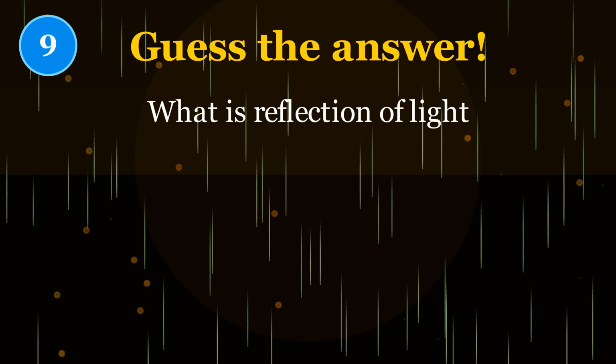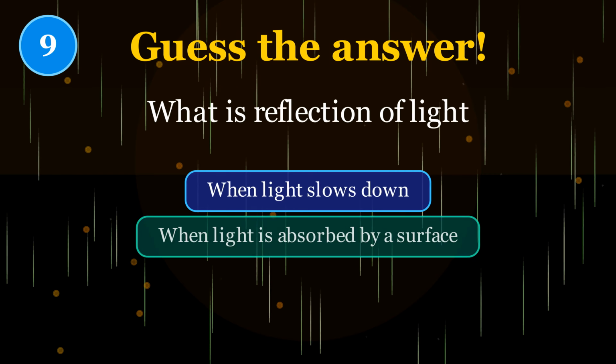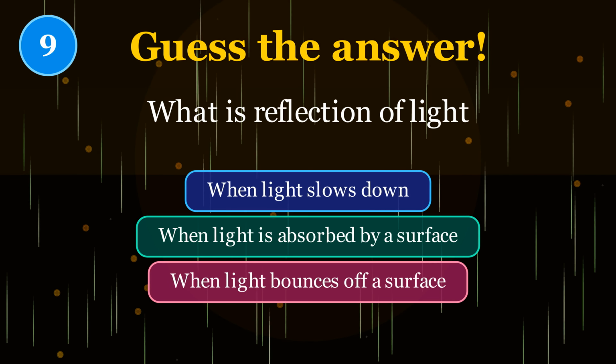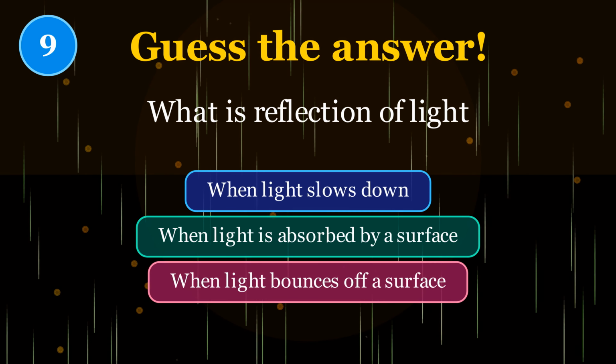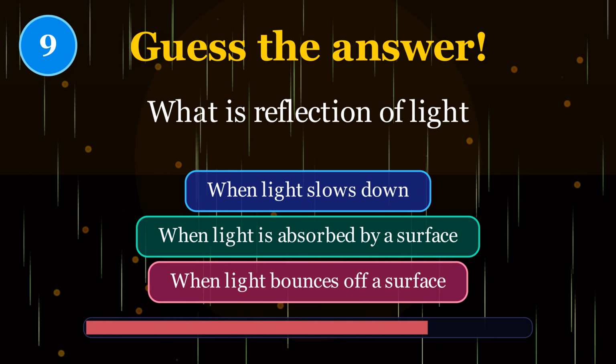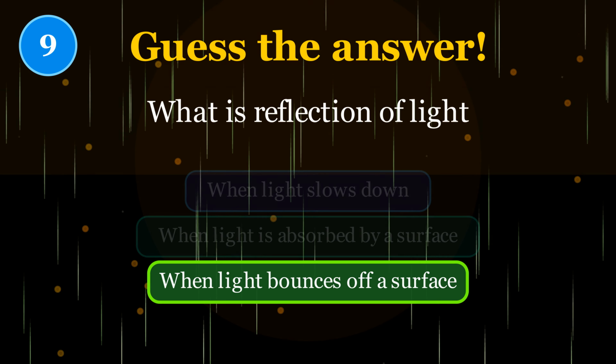What is reflection of light? When light slows down. When light is absorbed by a surface. When light bounces off a surface. The correct answer is, when light bounces off a surface.